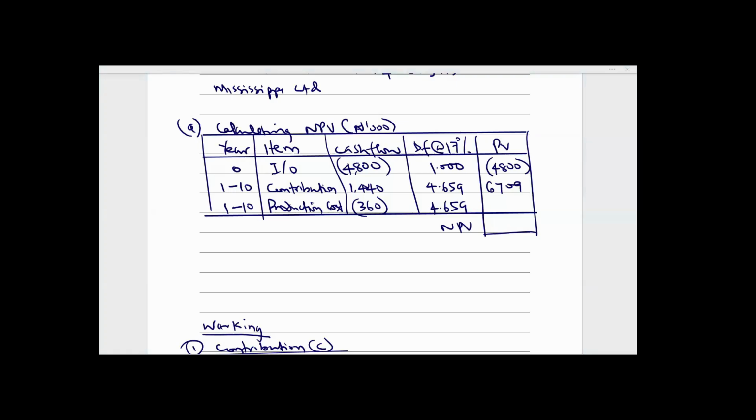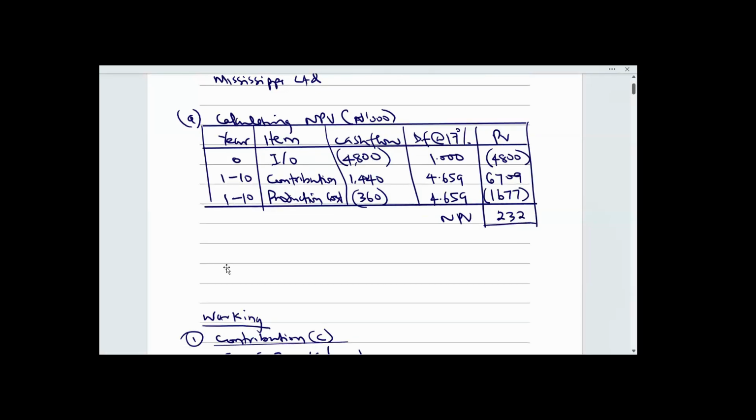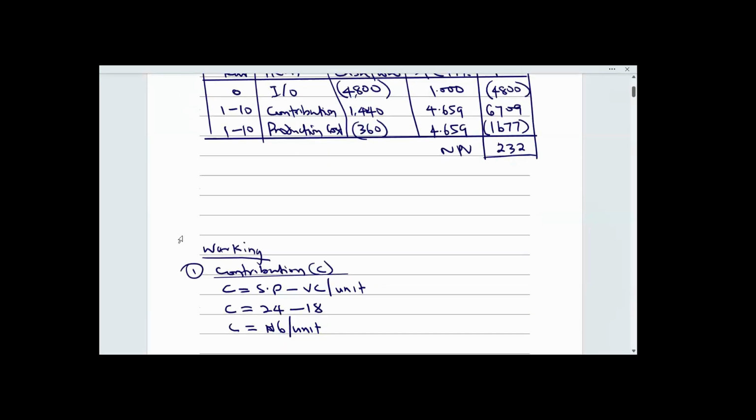Then 360 multiplied by 4.659 is 1677. 1677 in brackets. It's a cash outflow. Therefore, to now get my NPV, I will say 6709 minus 1677 minus 4800. That's 232 positive. Which shows that the investment proposal is financially viable.